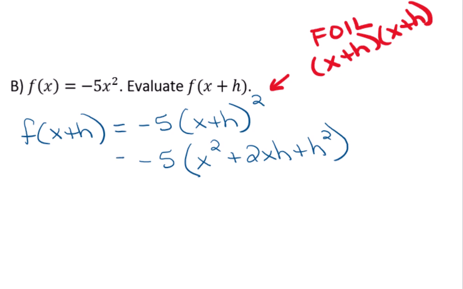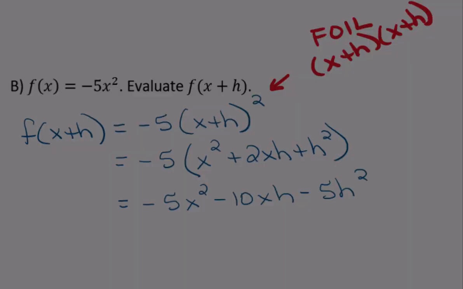We're not done yet because we haven't simplified. We want to distribute that negative 5. So we get negative 5x squared minus 10xh minus 5h squared.